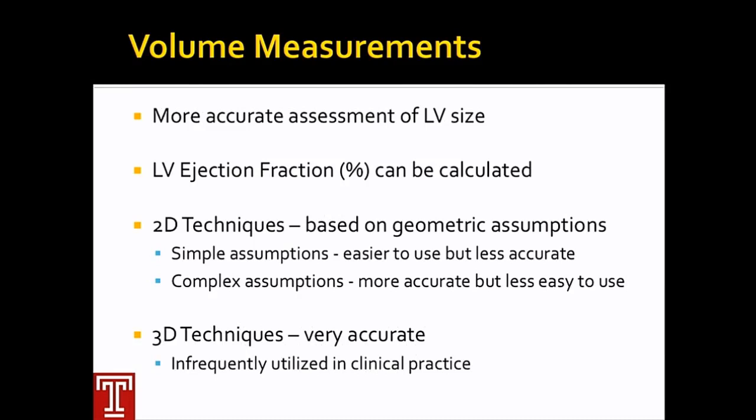Volumetric measurements of the left ventricle are a more accurate assessment of LV size. We can furthermore use the volumes at end diastole and end systole to calculate an ejection fraction. Most of the techniques that we use today are two-dimensional techniques based on geometric assumptions. Simple assumptions are usually easier to use but less accurate. More complex assumptions are more accurate but sometimes less easy to use.